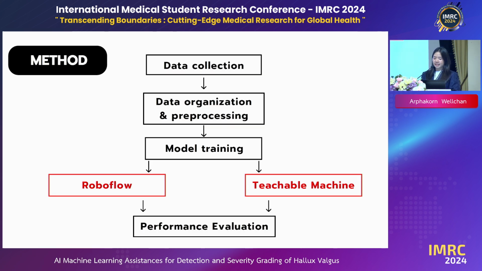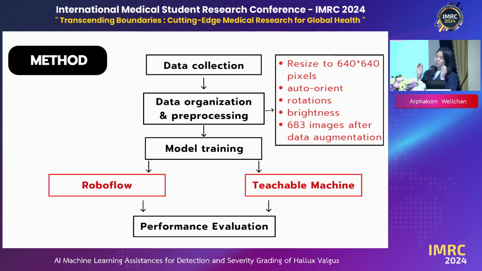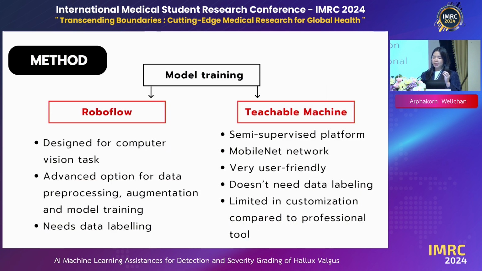First of all, for data collection, we sourced 285 foot images from open source databases, and these images underwent data organization and pre-processing. They were resized to 640 by 640 pixels, auto-oriented, and underwent rotation and brightness adjustment. After all these augmentation techniques, we had 683 images, and these underwent model training, which is a machine learning, AI platform.